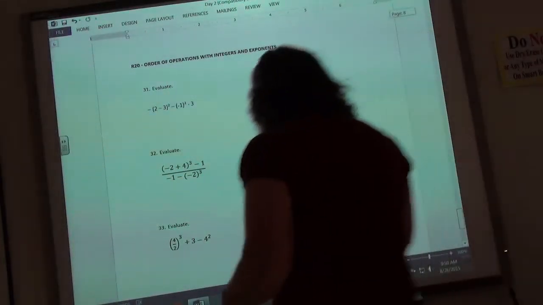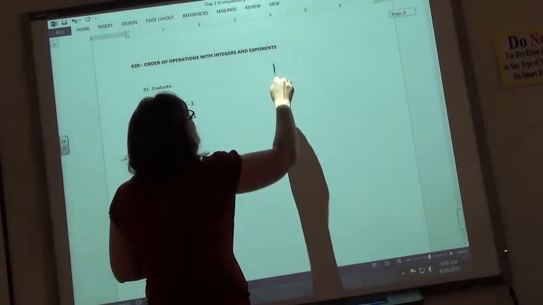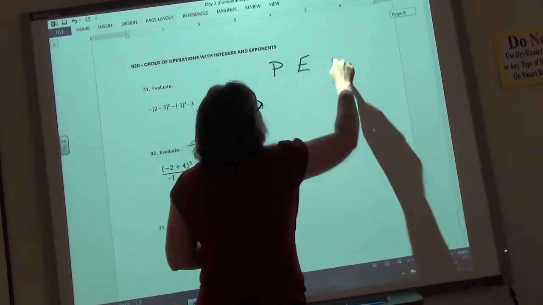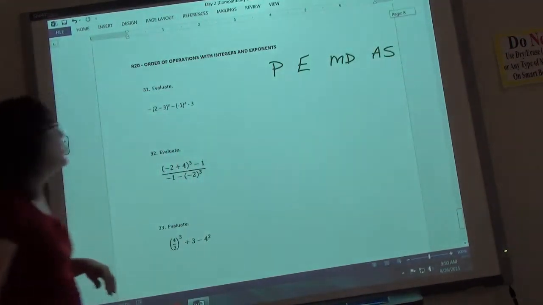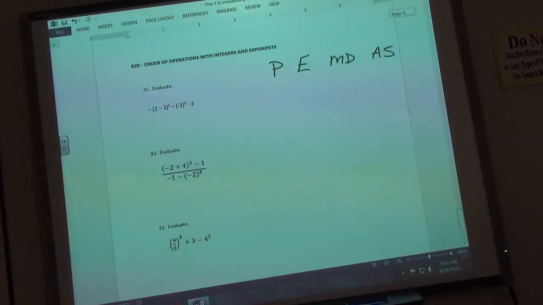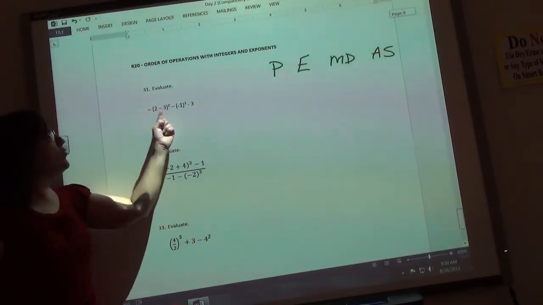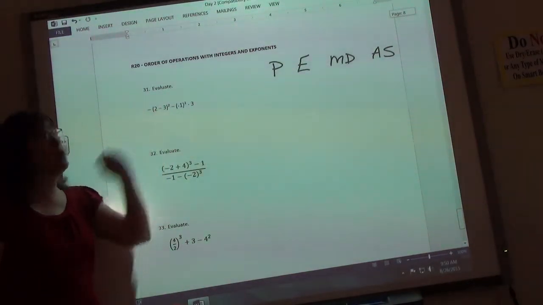These ones have all of our rules. Parentheses, exponents, multiplying and dividing, adding and subtracting. So, when they talk about doing the parentheses, we're talking about making sure we only have one number inside our parentheses. So here's where I'm going to start with the 2 minus 3.